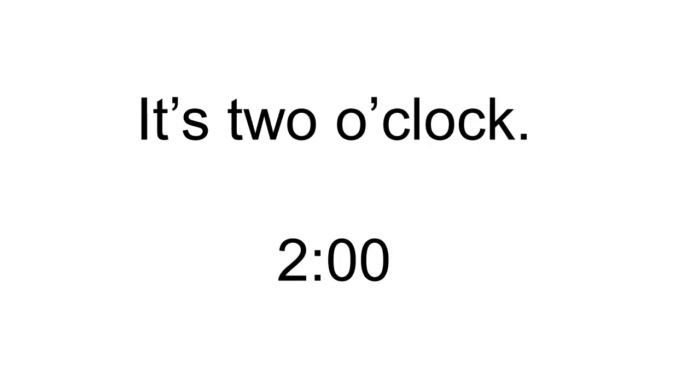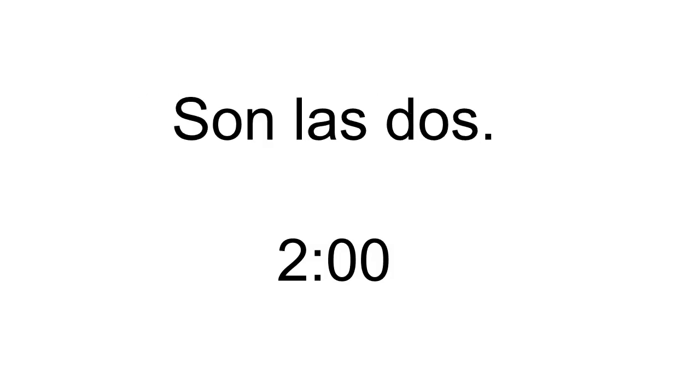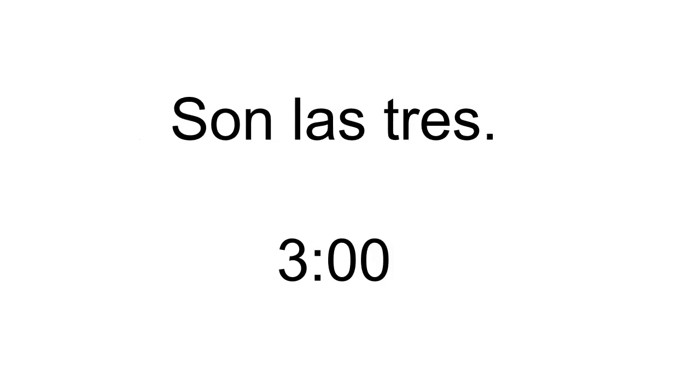It's 2 o'clock. Now here's where you use the other one, the plural, because it's more than 1 hour. ¿Cómo se dice it's 2 o'clock? Son las dos. It's 3 o'clock. ¿Cómo se dice? Son las tres. So as long as you know your basic numbers, you've got it made. Son las tres. It's 3 o'clock.